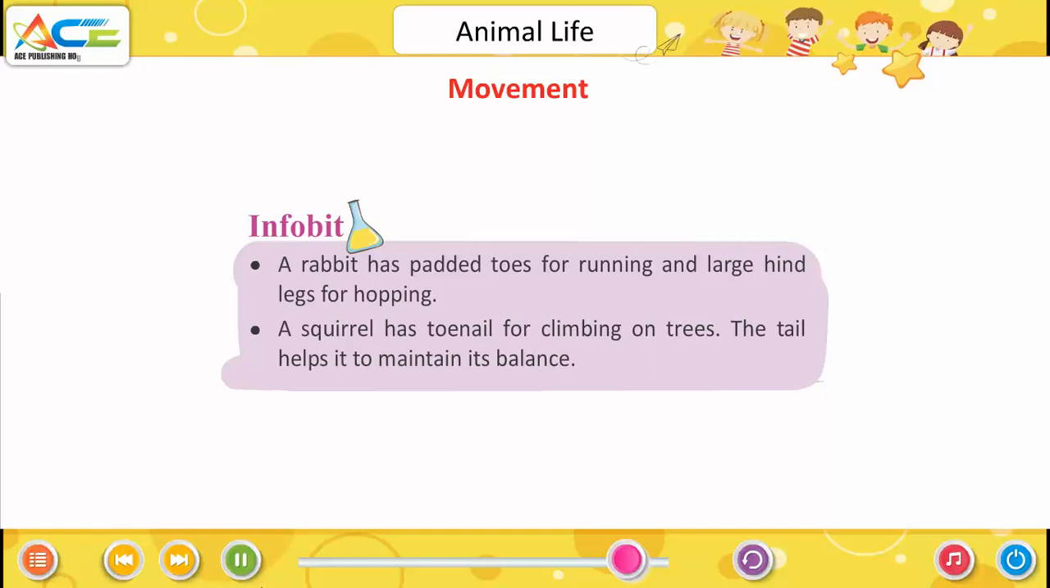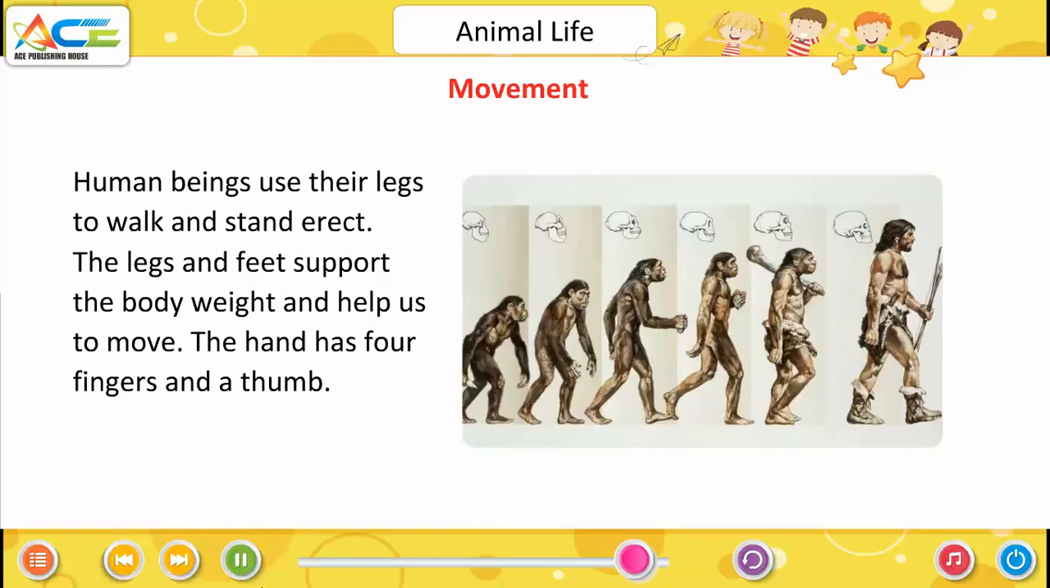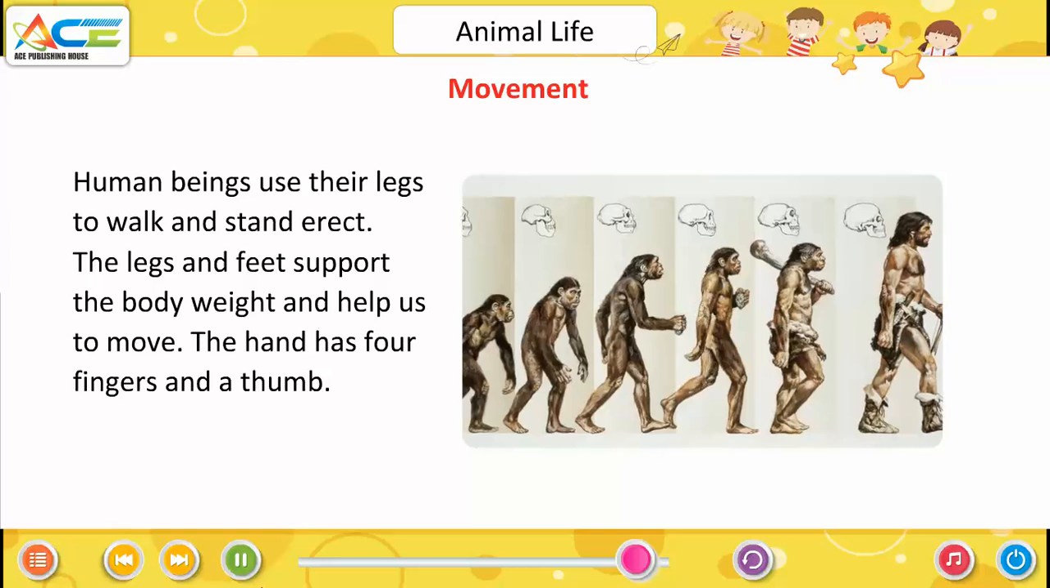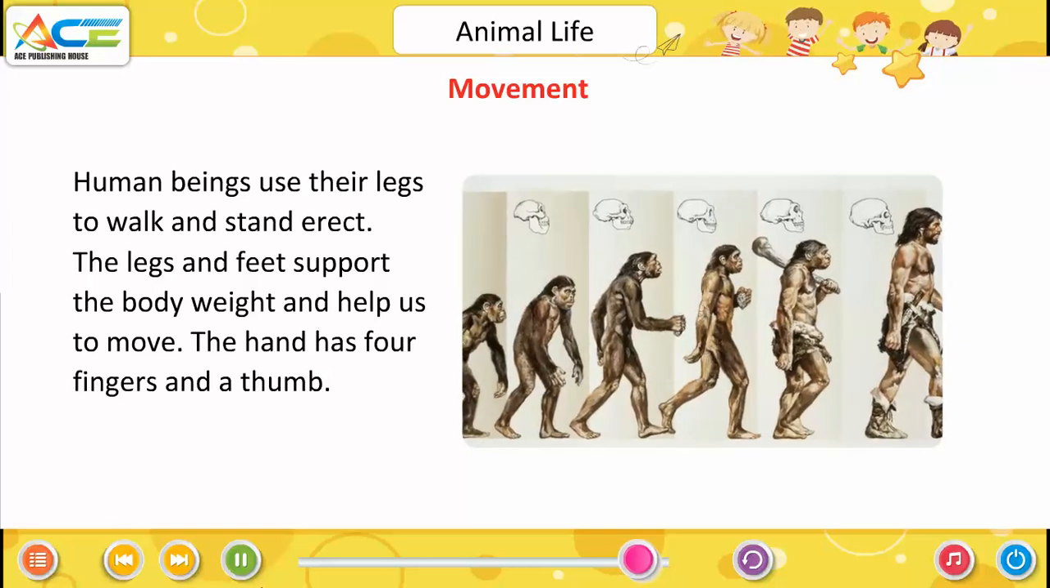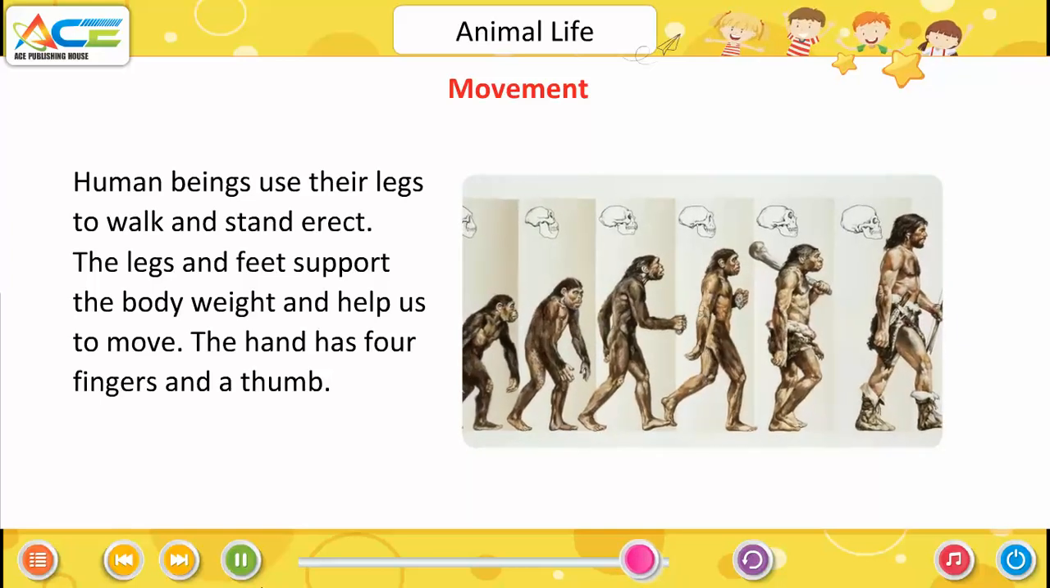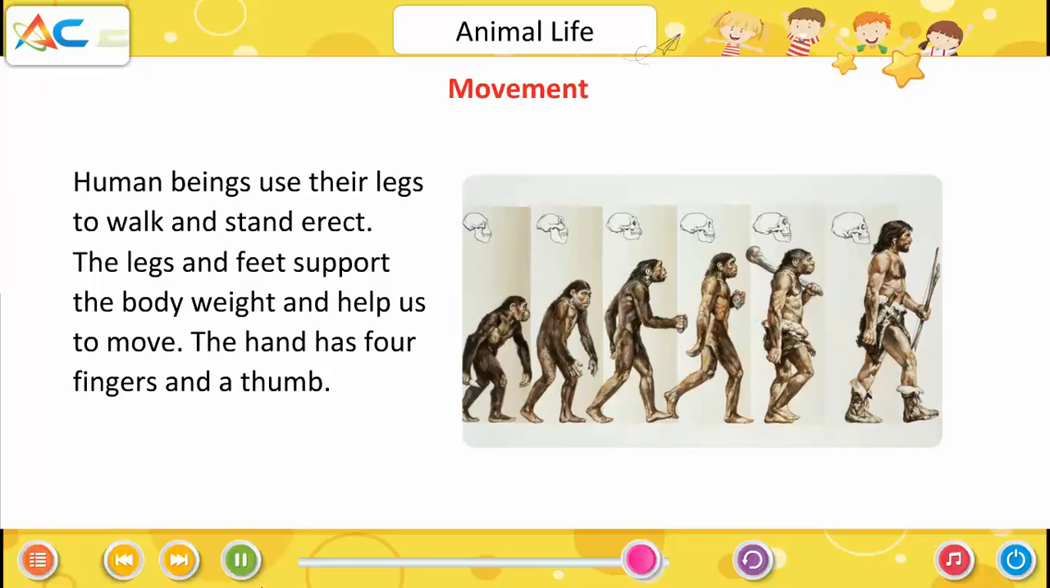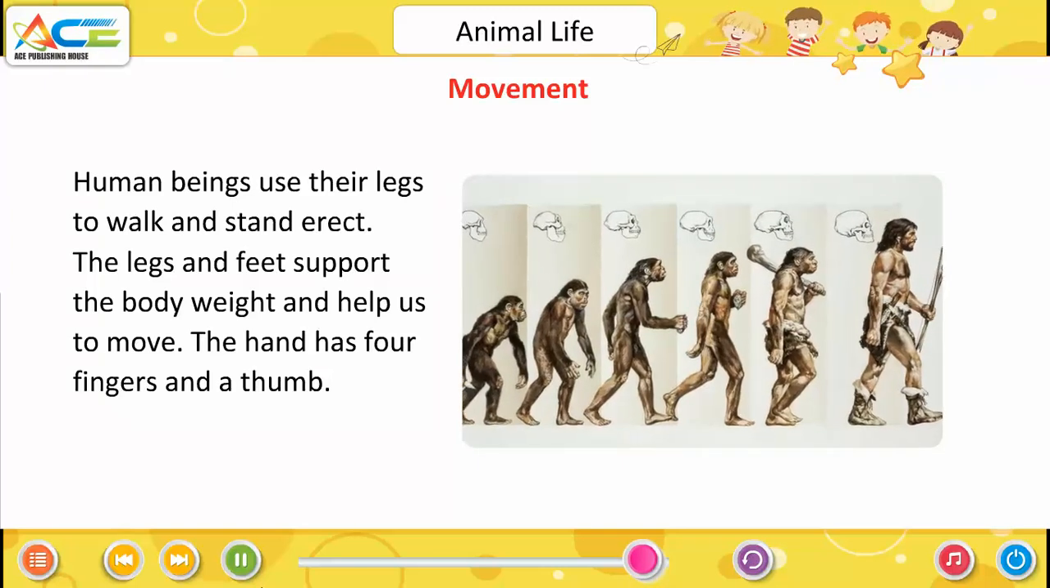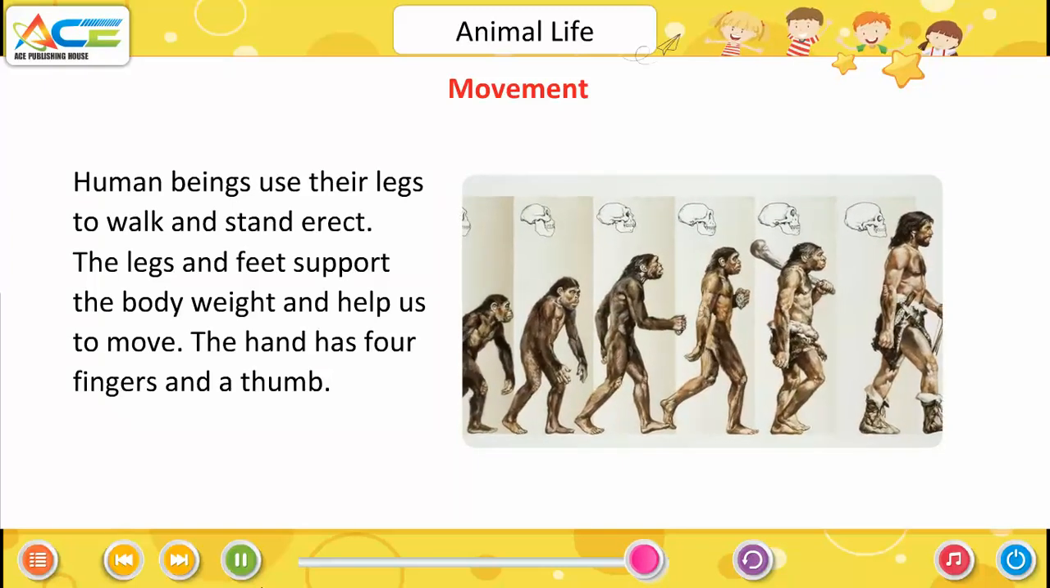A squirrel has toenails for climbing on trees. The tail helps it to maintain its balance. Human beings use their legs to walk and stand erect. The legs and feet support the body weight and help us to move.